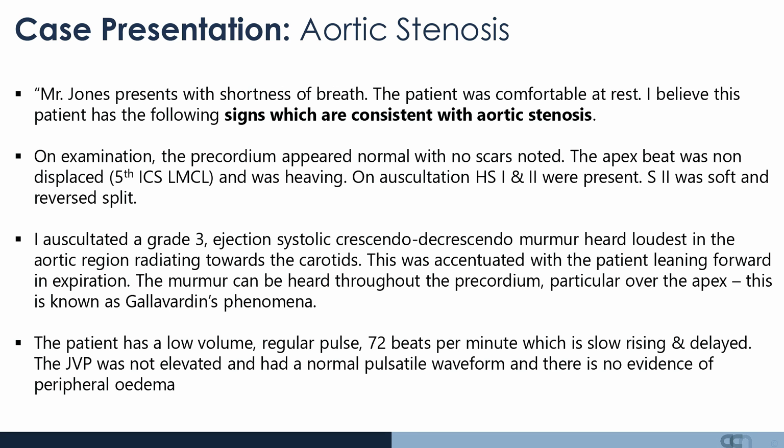On auscultation, heart sounds 1 and 2 were present, S2 was soft and reverse split, and I auscultated a grade 3 ejection systolic crescendo-decrescendo murmur, heard loudest in the aortic region, radiating towards the carotids, accentuated with the patient leaning forward and in expiration. The murmur was heard throughout the precordium, particularly over the apex, and this is known as Gallavardin's phenomenon, and I noted that the pulse was low volume as well as slow rising and delayed, known as pulsus parvus et tardus.